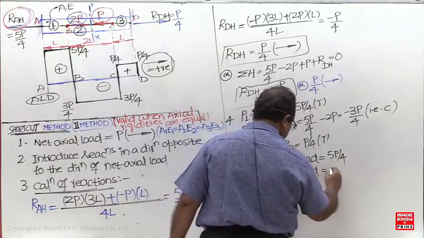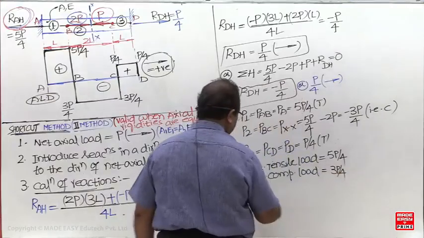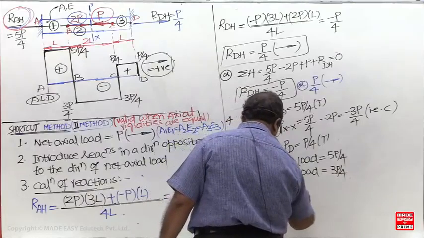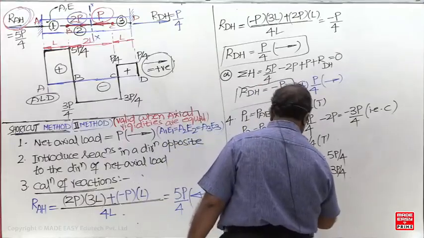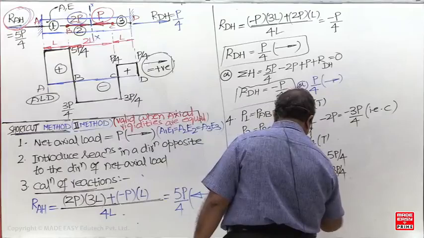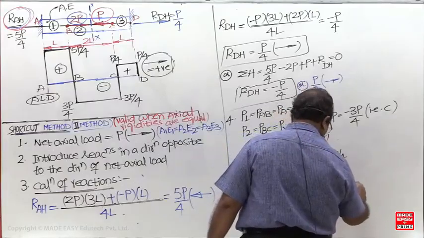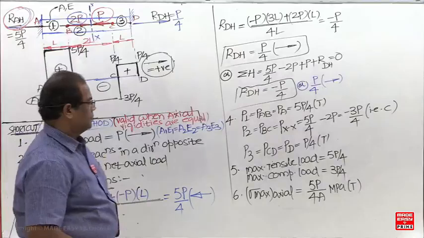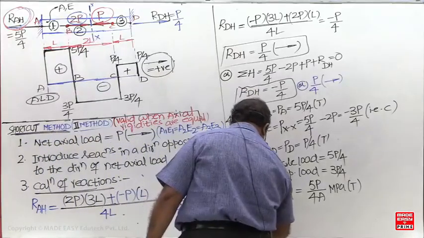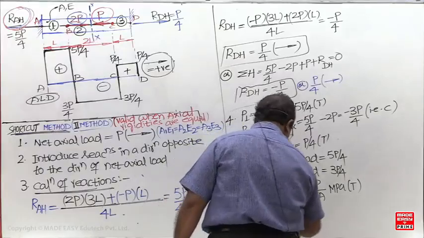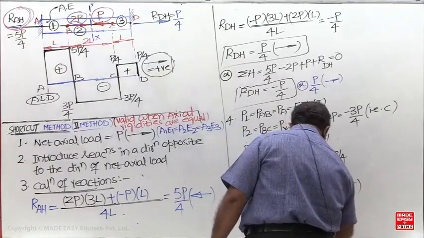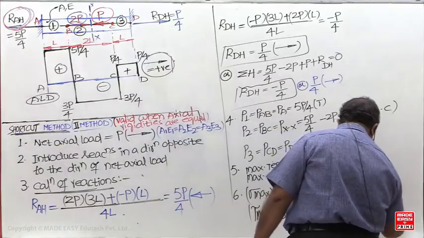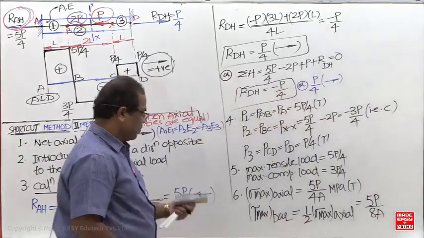Maximum compressive load, 3P/4. Maximum axial stress in the bar, tensile: 5P by 8A, 5P by 8A.